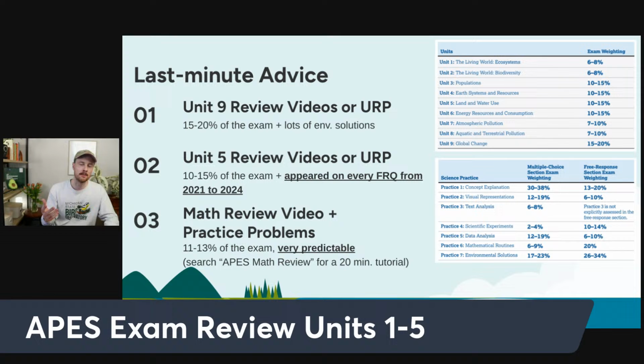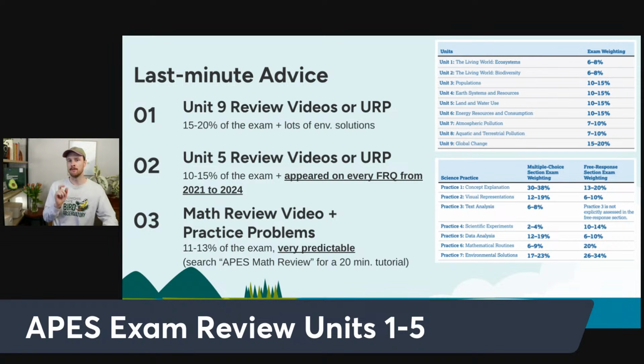Unit 5 keeps coming up because it's about land use, and that lends itself to experiments really well. It lends itself to environmental problems and solutions really well, and it lends itself to math really well. And guess what? Those are the 3 FRQs: experiment, propose a solution to an environmental problem, and then math. And so they just keep showing up time and time again. So study Unit 9, study Unit 5, and then finally the math review.